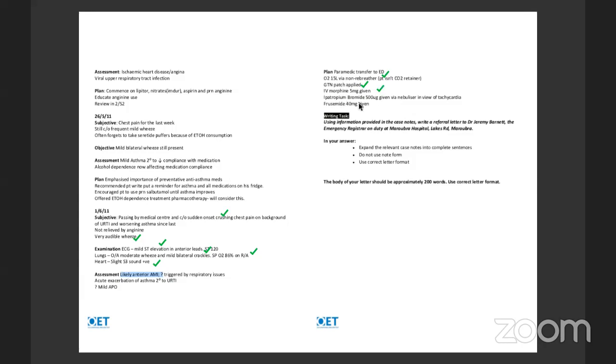IV morphine 5 mg given, ipratropium bromide 500 μg given via nebulizer in view of tachycardia, and furosemide 40 mg. If you want to write it in a paragraph, you can write GTN patch, IV morphine, ipratropium bromide 500 μg via nebulizer and furosemide 40 mg were administered. So your entire paragraph will be: today Mr. Elvin presented with sudden onset of crushing chest pain and audible wheeze. Cardiovascular examination showed mild bilateral crackles. GTN patch was applied, and IV morphine 5 mg, ipratropium bromide and furosemide 40 mg were administered. That becomes your second paragraph.